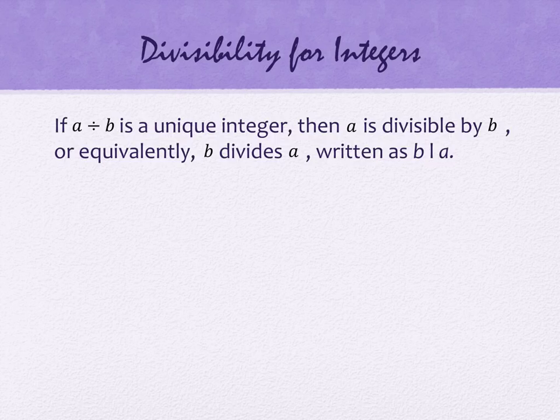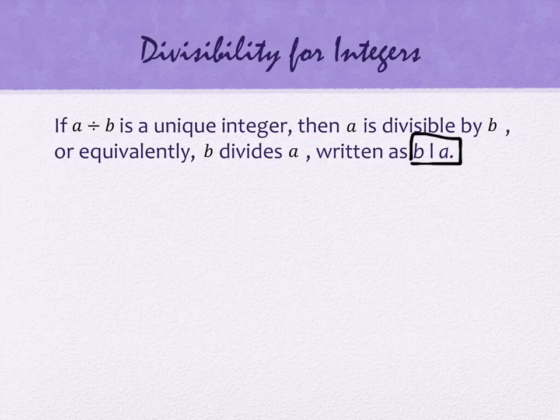Divisibility for integers. If a divided by b is a unique integer, then we would say that a is divisible by b. Now we did this in chapter 4. We talked about divisibility. Equivalently, if a is divisible by b, we say that b divides a, and we are now all fairly comfortable with that notation. We've seen it more than once.